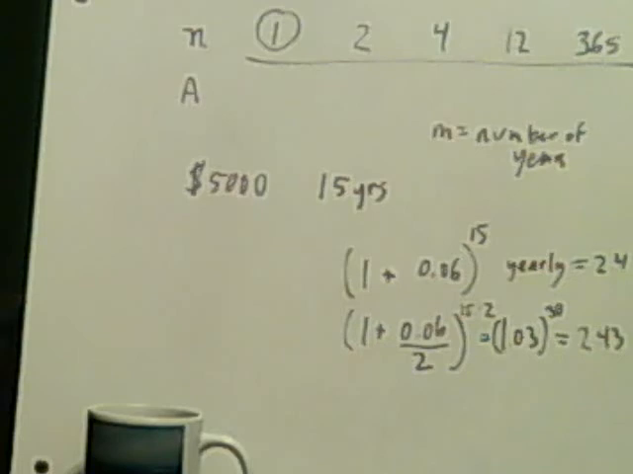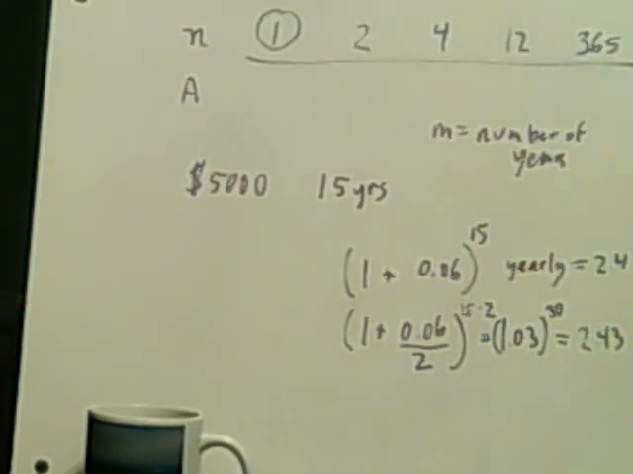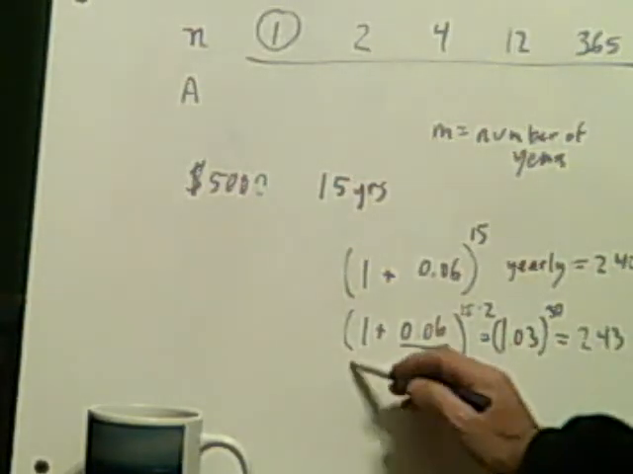This one here, let me do that one again. I forget what I got for that. 1.06 y to the x, 15 equals about 2.40. So you see that it's more. The factor is more. You're going to multiply 5,000 by this factor. Now, let's do the next one.